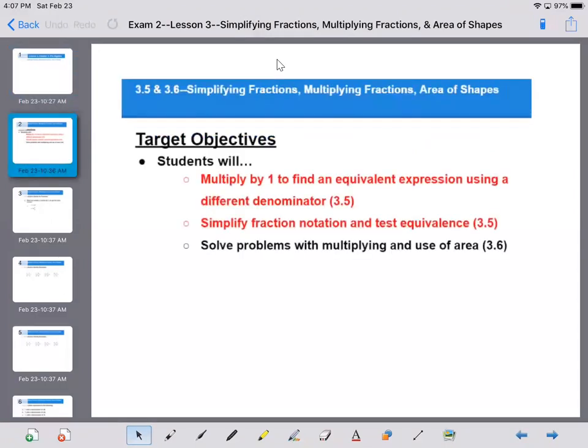So objectives, we'll look at multiplying by 1 in order to determine an equivalent fraction, an expression using different denominators. Then we'll look at simplifying fraction notation and testing for equivalence, and then we'll solve problems using multiplying with use of area.